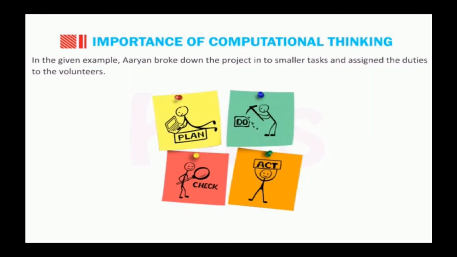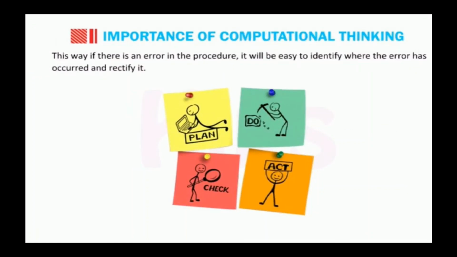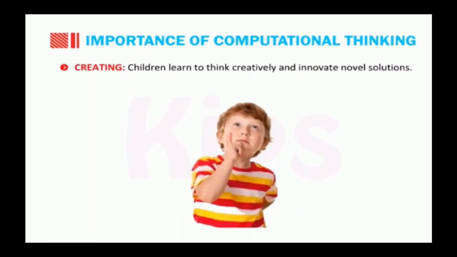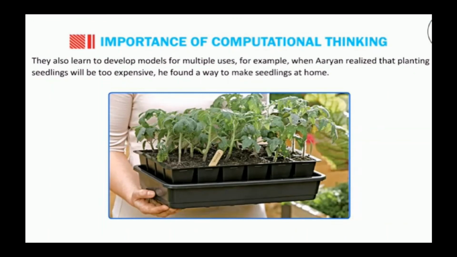In the given example, Aryan broke down the project into smaller tasks and assigned the duties to the volunteers. He did what? Plan, do, check, and act. This way, if there is an error in the procedure, it will be easy to identify where the error has occurred and rectify it. Creating. Children learn to think creatively and find novel solutions. They'll also learn to develop models for multiple uses. For example, when Aryan realized that planting seedlings would be too expensive, he found a way to make seedlings at home.